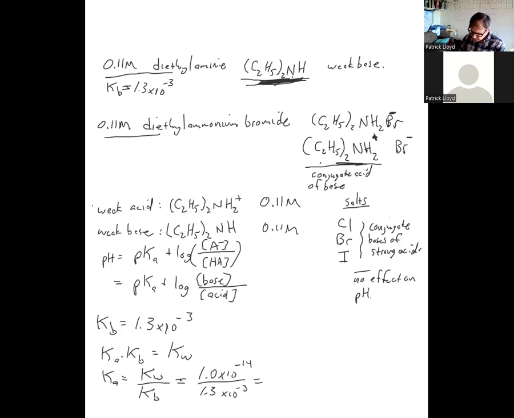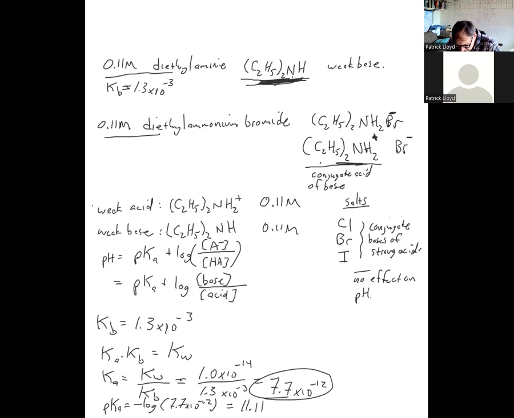So 10 to the minus 14 divided by 1.3 times 10 to the minus 3. And you get 7.7 times 10 to the minus 12. So there's our Ka. So now we can calculate pKa, minus log. I wonder if my calculator will let me do it this way. Nope. Okay. So minus log, I have to enter the number in. 7.7 times 10 to the minus 12. And you get 11.1. Okay, so now we have the pKa.